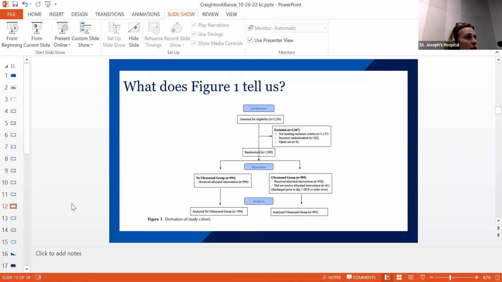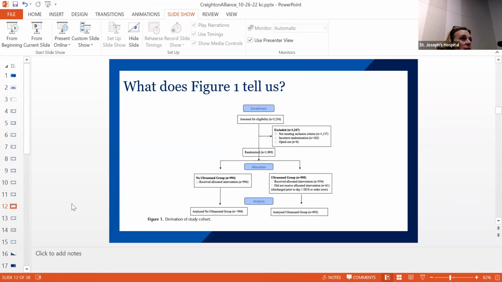For this paper, that's all the tables that they give us. And now I want to go to figure 1. Figure 1 is a flow diagram. And the first word I see in figure 1 is enrollment. What does that tell me about the study design? Prospective. So this is not like a retrospective chart review taken from the trauma registry. This is a prospective study.